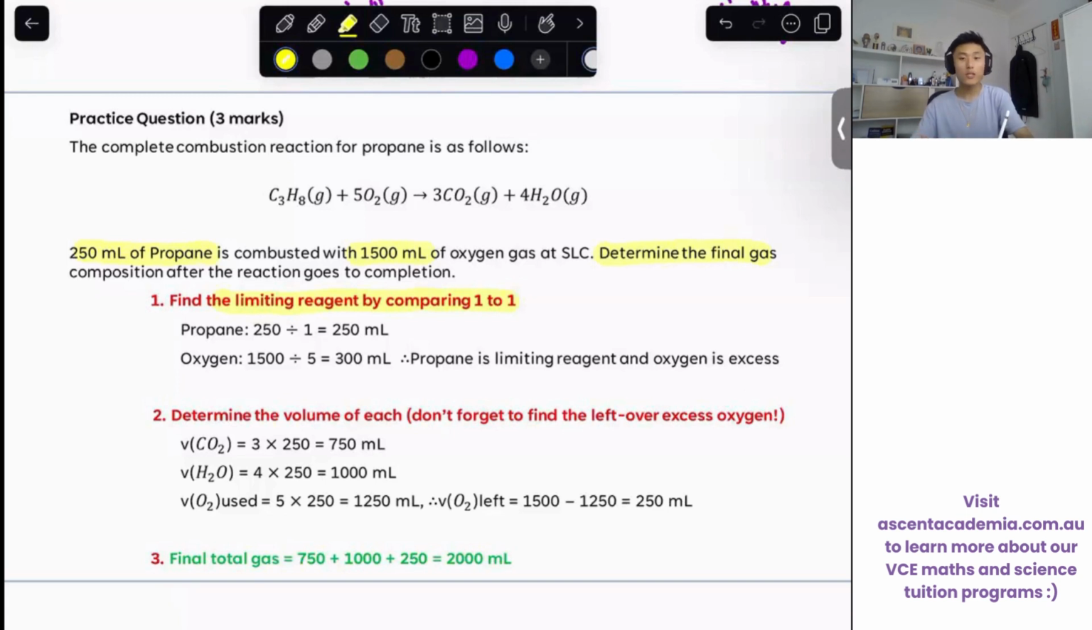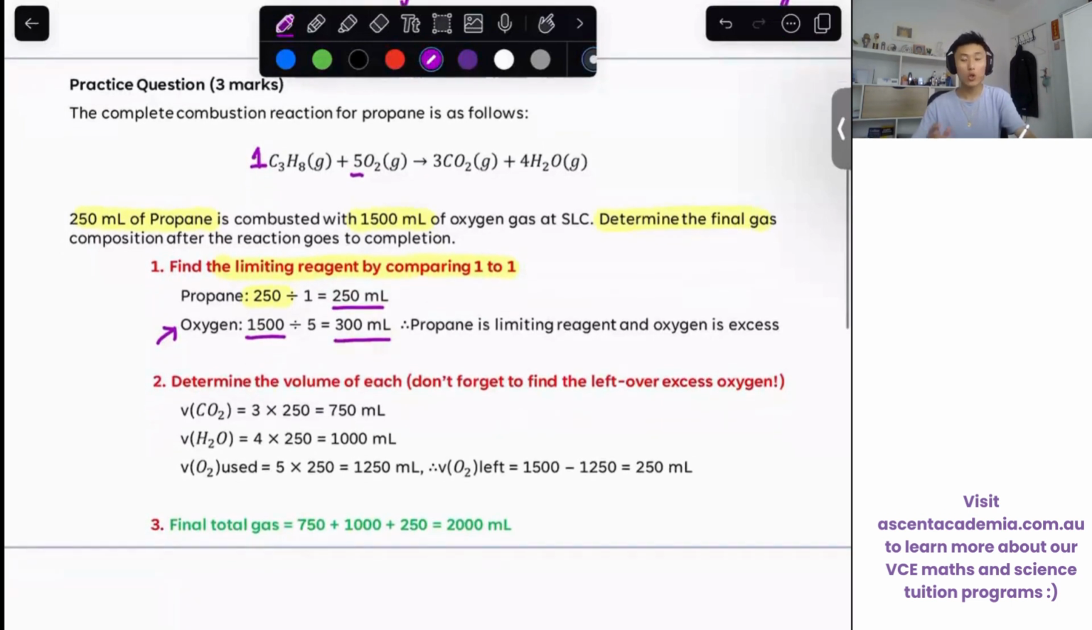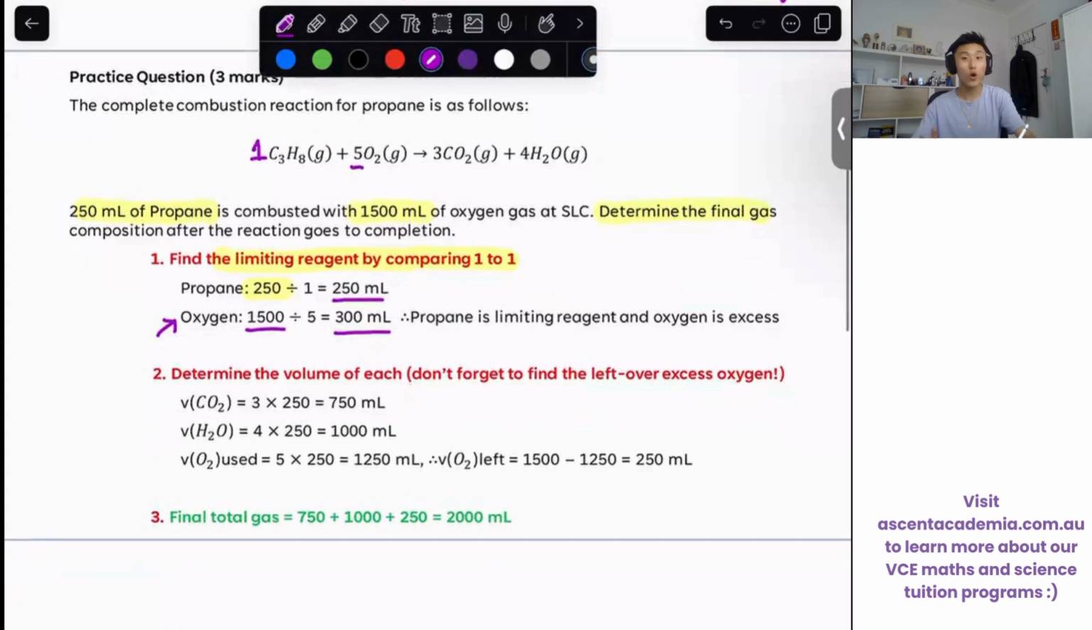So how can we do this is we need to compare it through a 1 to 1 mole ratio. So we know that propane starts with 250. Because the coefficient of propane is 1, I'm going to divide the 250 by 1, and that's going to give me 250. Oxygen has a volume of 1,500 and a coefficient of 5. So therefore, if I divide this, I'm going to get 300 milliliters. Now from this, we can see that your oxygen is greater than your propane. So therefore, your oxygen is going to be the excess reagent and your propane is going to be the limiting reagent.